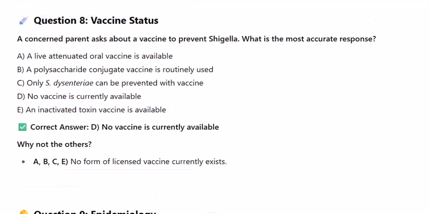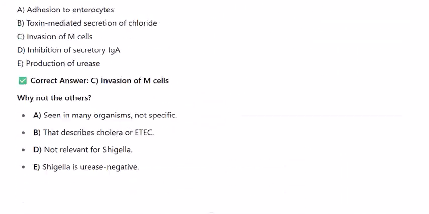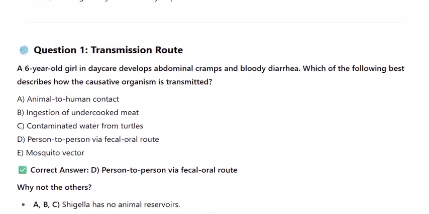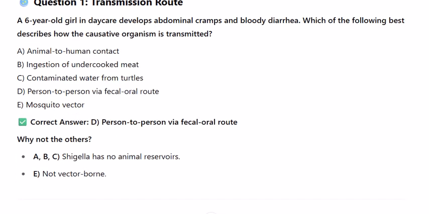Multiple-choice questions based on the detailed features of Shigella spp, with 5 answer choices per question. Each includes the correct answer, explanation, and why the other options are incorrect, focusing strictly on the data you provided.